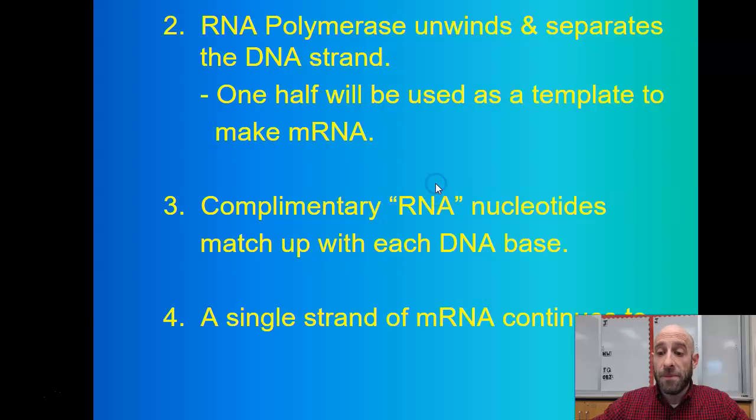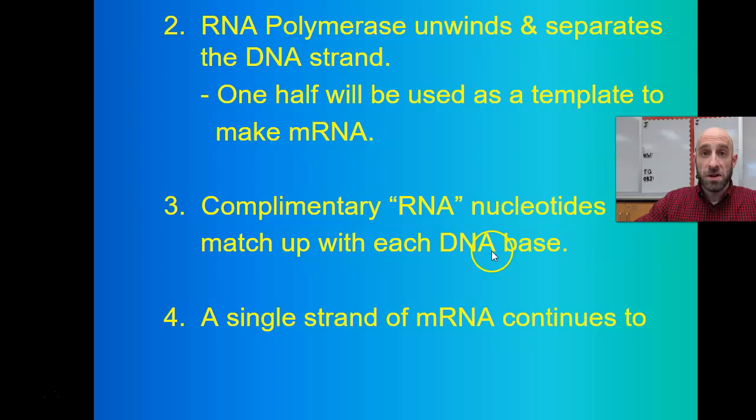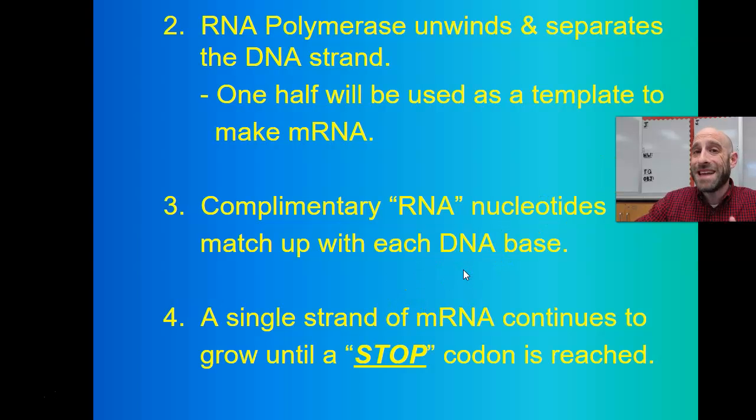How does it know when to stop? Well, how do you know when a sentence is over? There's a period or an exclamation point or a question mark. Well, this has something called a stop codon. A stop codon is a 3-letter code that lets the RNA polymerase know when it's time to stop copying the DNA. Now, if that stop codon wasn't there, it would just copy the whole thing. And that would be a big problem because it's not supposed to copy the whole thing.